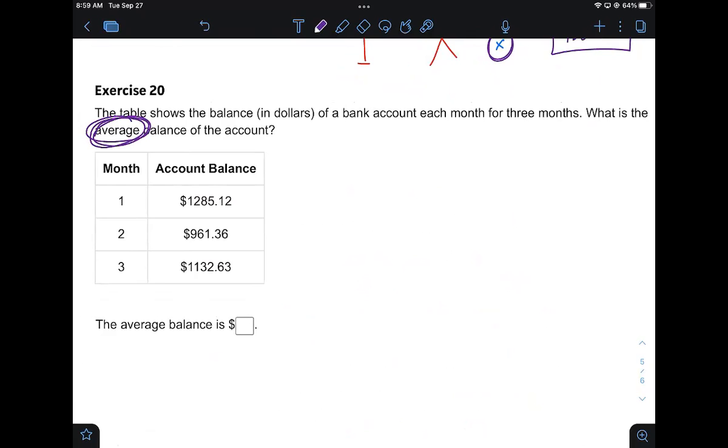Gavin, go ahead and finish it. Okay, that was what I needed to hear. So we have to add it up. Add these numbers up and then divide by however many numbers there are. And since there's 3 months, there's 3 numbers. Right? So we have to add our account balance.